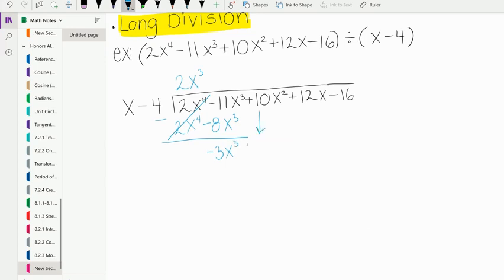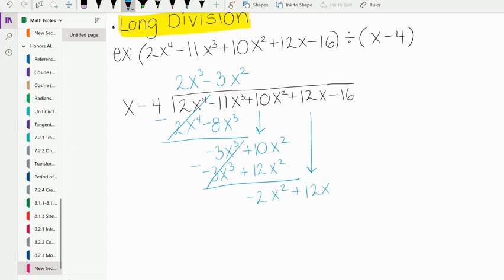And then you bring down the next term. So now we say x times what will give us negative 3x cubed? It would have to be negative 3x squared. So you do negative 3x squared times x, which would be negative 3x cubed. You do negative 3x squared times negative 4, which would be positive 12x squared. And then again, you subtract, so that term cancels out. 10x squared minus 12x squared would be negative 2x squared. And then you bring down that positive 12x.